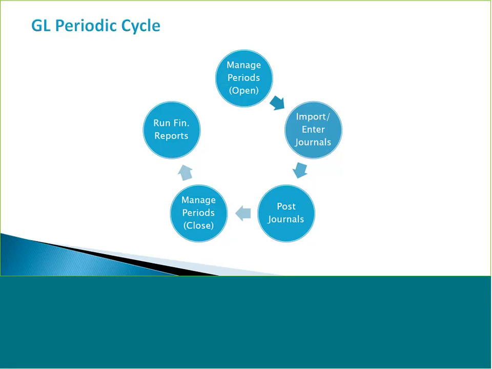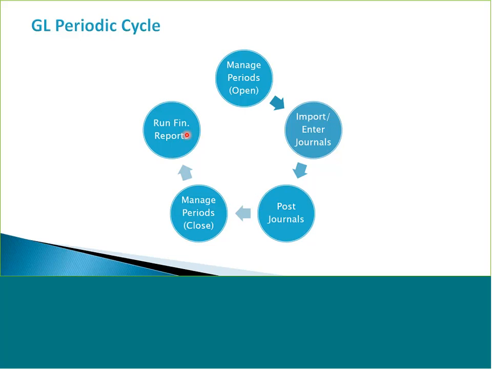So you post journals, you close the period, and then you can run the financial reports for that specific period, or from the time the company started entering data. I mean, from the time the company was started up to that period. Okay, so that is the periodic cycle of the general ledger.